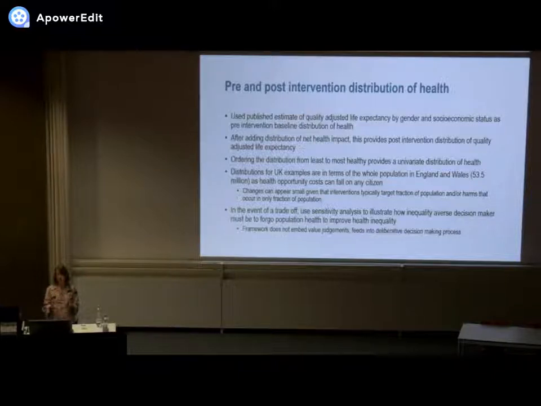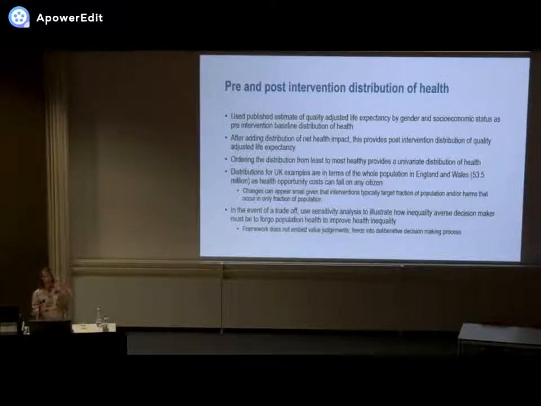So this wasn't a bivariate comparison we were making. We didn't rank the population from the least disadvantaged to most disadvantaged and then plot their health. We ranked them from the least healthy to the most healthy and plotted their health. So we've got a univariate distribution of health, and that's the measures of health inequality that I will be presenting here. The distributions that we calculated are for the whole of the population of the UK, because that's where the health opportunity costs of NHS expenditure will fall.